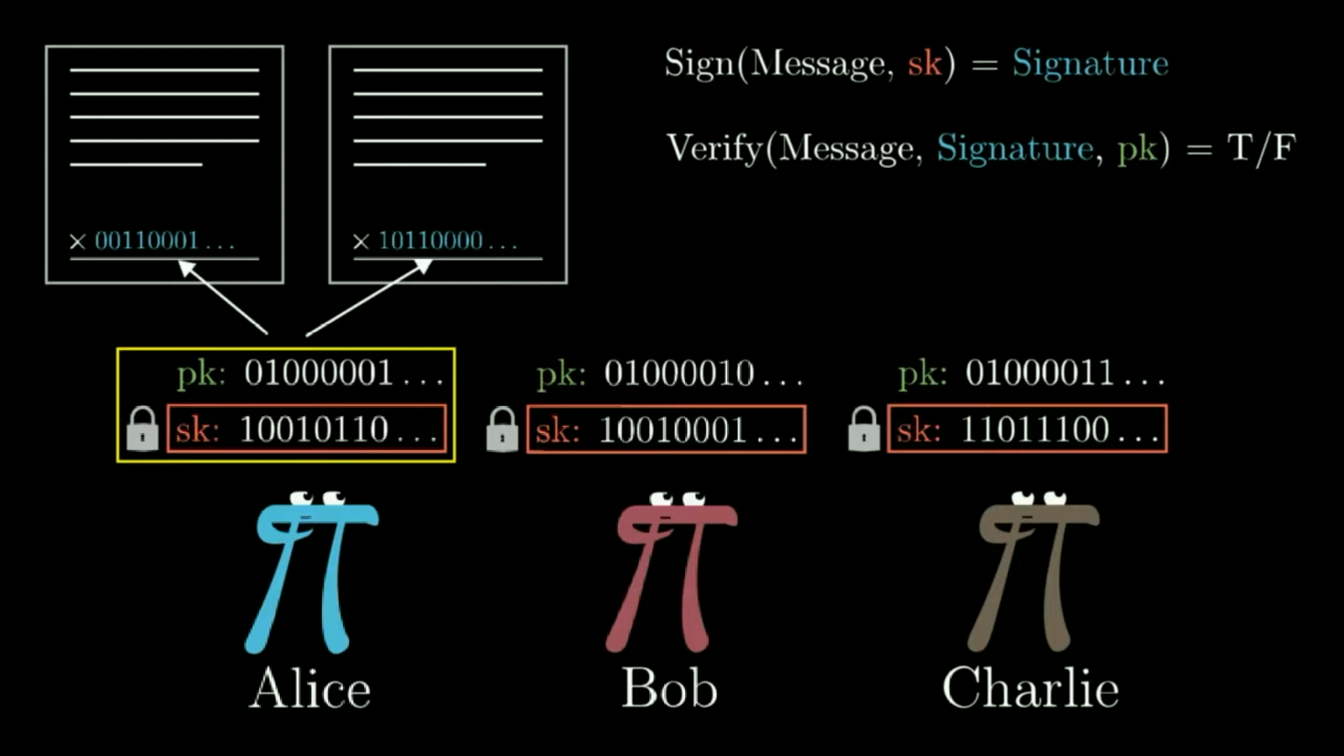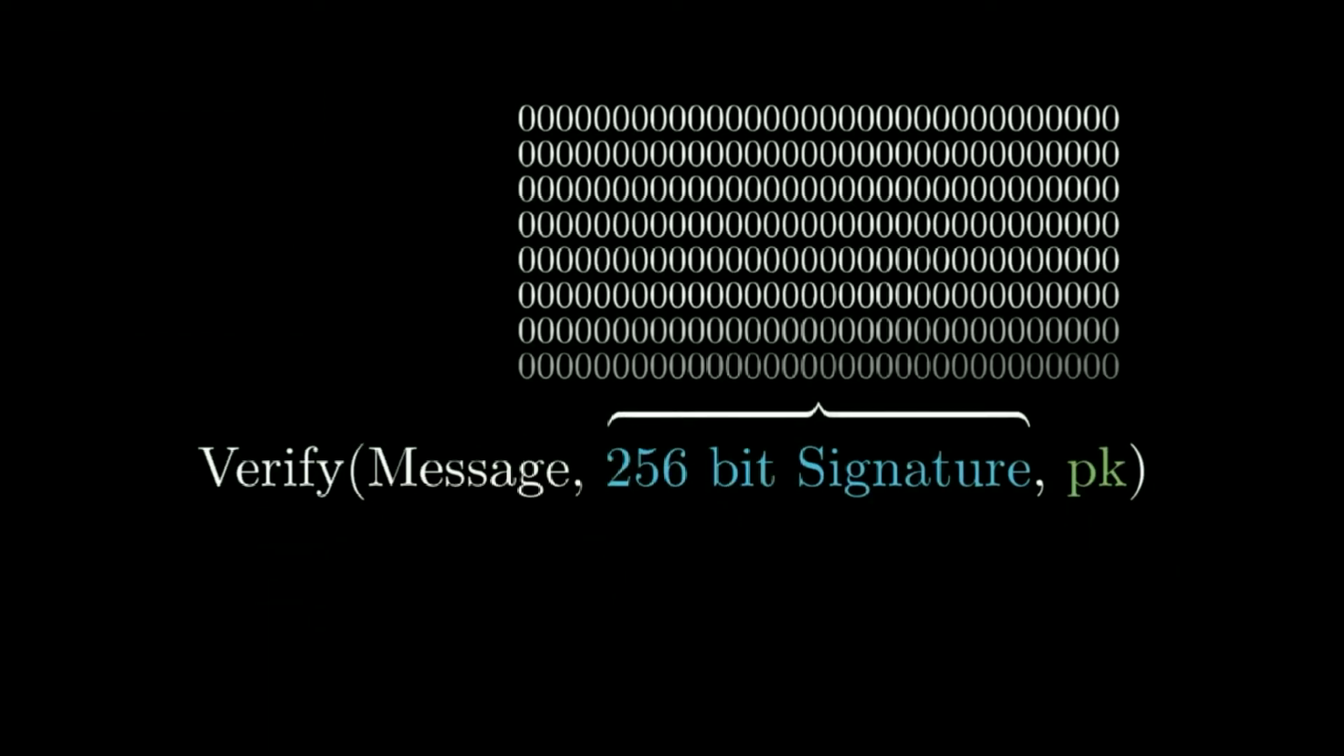I won't go into the details of how exactly both these functions work, but the idea is that it should be completely infeasible to find a valid signature if you don't know the secret key. Specifically, there's no strategy better than just guessing and checking random signatures, which you can check using the public key that everyone knows.